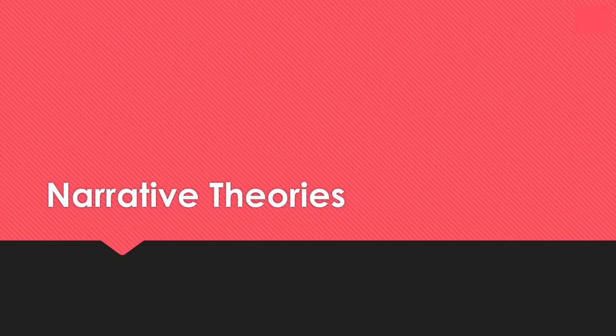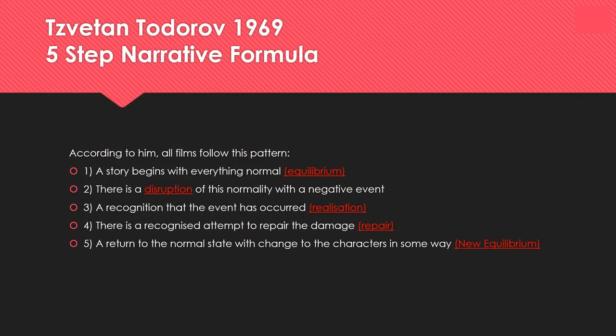Right, finally the narrative theories. So we need to know two different narrative theories, so let's start taking a look at them. First one, Tzvetan Todorov, 1969, came up with this theory called the 5-step narrative formula. Now essentially most films, I think he basically said all films, but obviously we know that that's changed over time, that they follow this particular pattern.